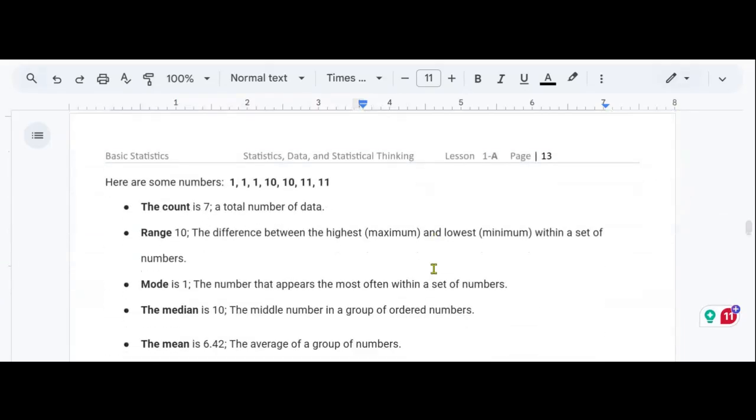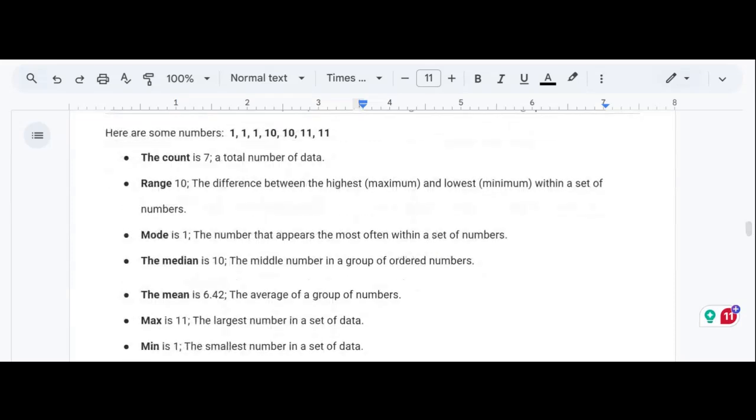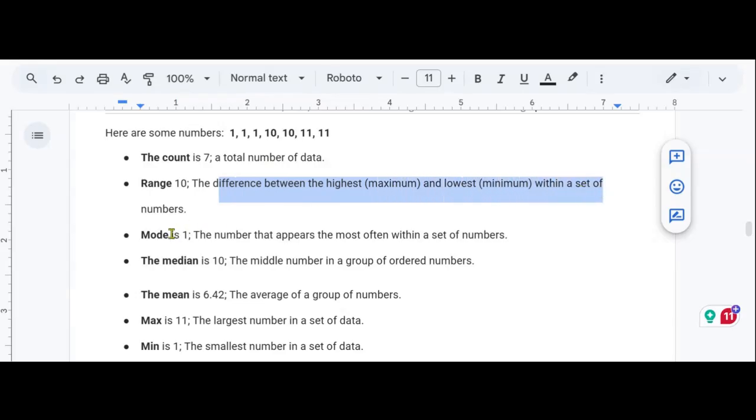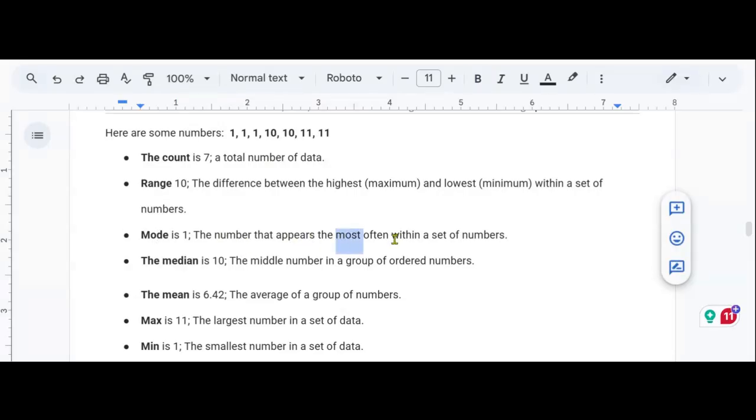Okay, now let's take a small example. Here are some numbers: 1, 1, 1, 10, 10, 11, 11. What's the count here? 7. What's the range? 10. How did they get the range? The difference between the highs and the lows. The mode. How can I get the mode? Most common number, right?